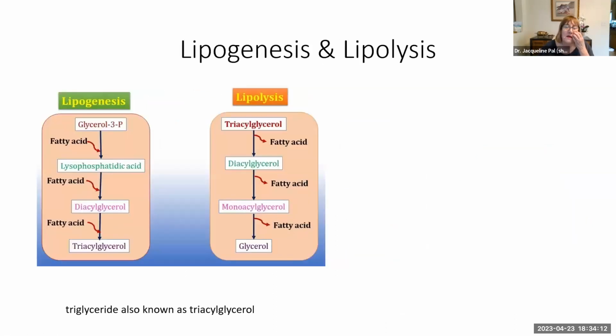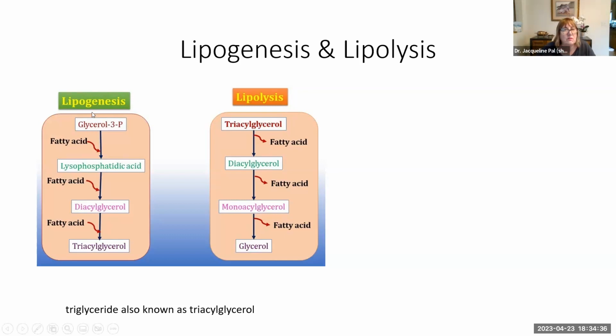All right. So continuing talking about lipids, let's talk about lipogenesis and lipolysis. So lipo has to do with lipids. Genesis, like the Bible at the beginning, Genesis, everything was created. So lipogenesis is creating lipids. And lipolysis, there's that lysis word, which means to cut.